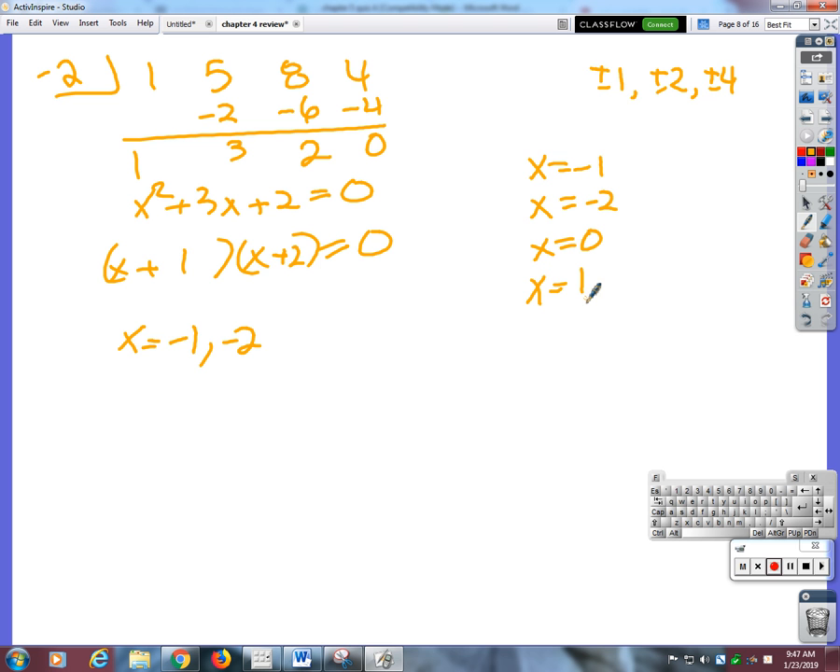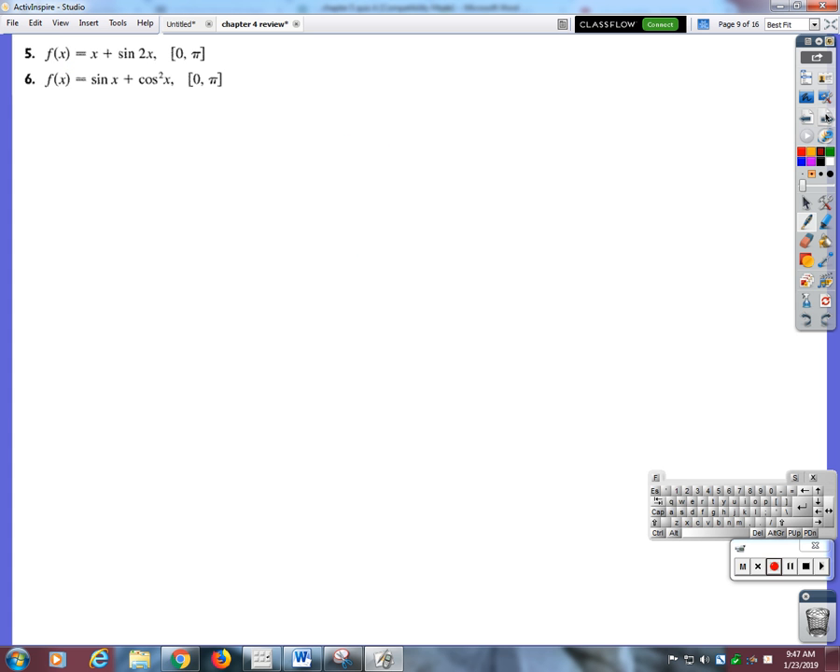These are our options for what to use for synthetic division, and they're the factors of this last one right here. Okay. Nice job, Shaden. Yep, he did.